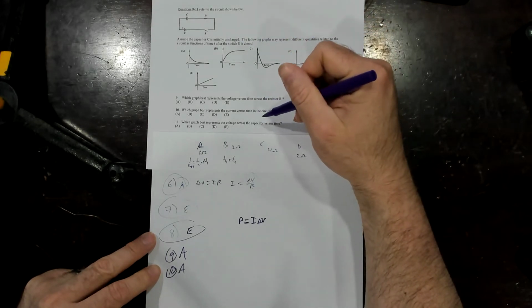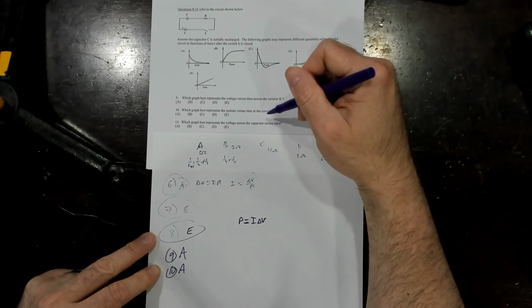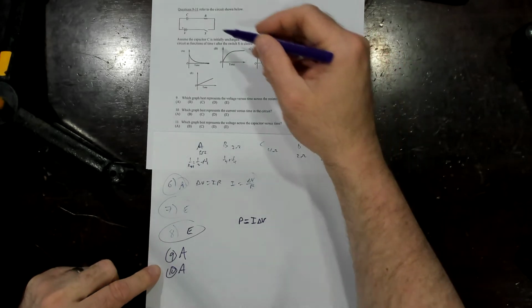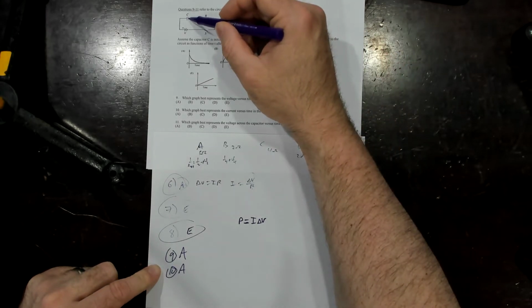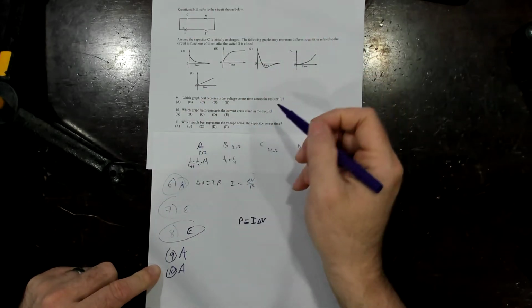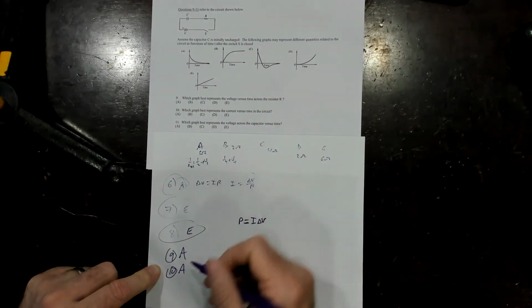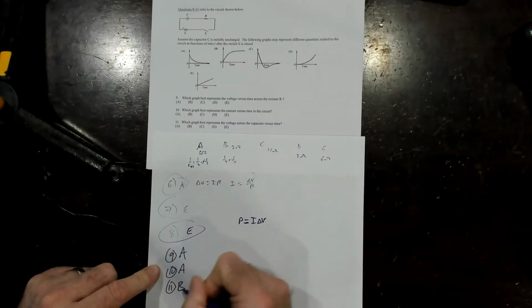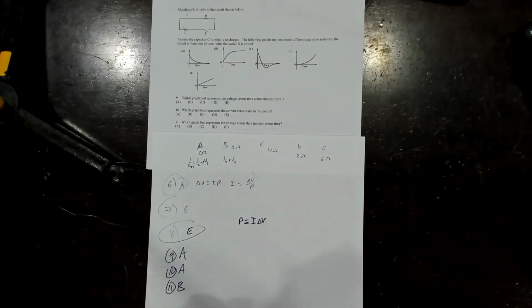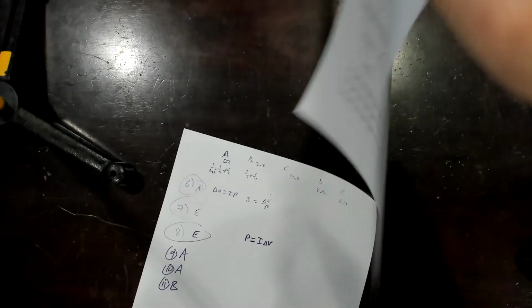Which one's going to represent the voltage across the capacitor? Well, the voltage across the capacitor starts off being 0. There's no charges on the plates, but as it builds up charge on the plates, it's going to approach a final voltage. That's going to be graph B. All right, so that's what those look like. All right, that's that page.